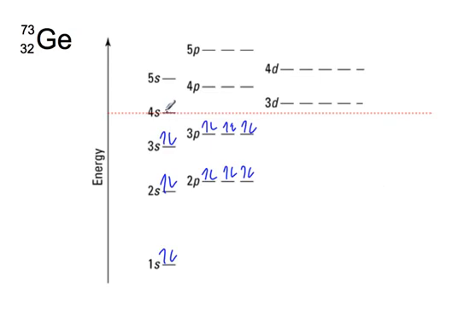So I have 18 so far, so that's 20. And I'm going to put 10 more in. That's 30, and then I'm into the 4p subshell. 4p is below 5s, so according to the Aufbau, we fill it first, and so I half fill. And so there is the electron or energy level diagram for germanium.